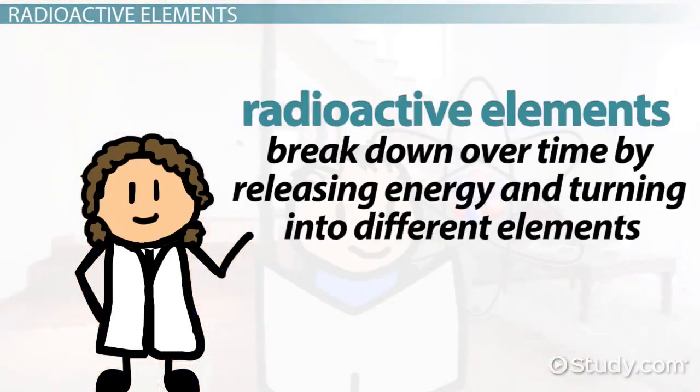These are radioactive elements, meaning that they break down over time by releasing energy and turning into different elements. Let's look at how this process happens.